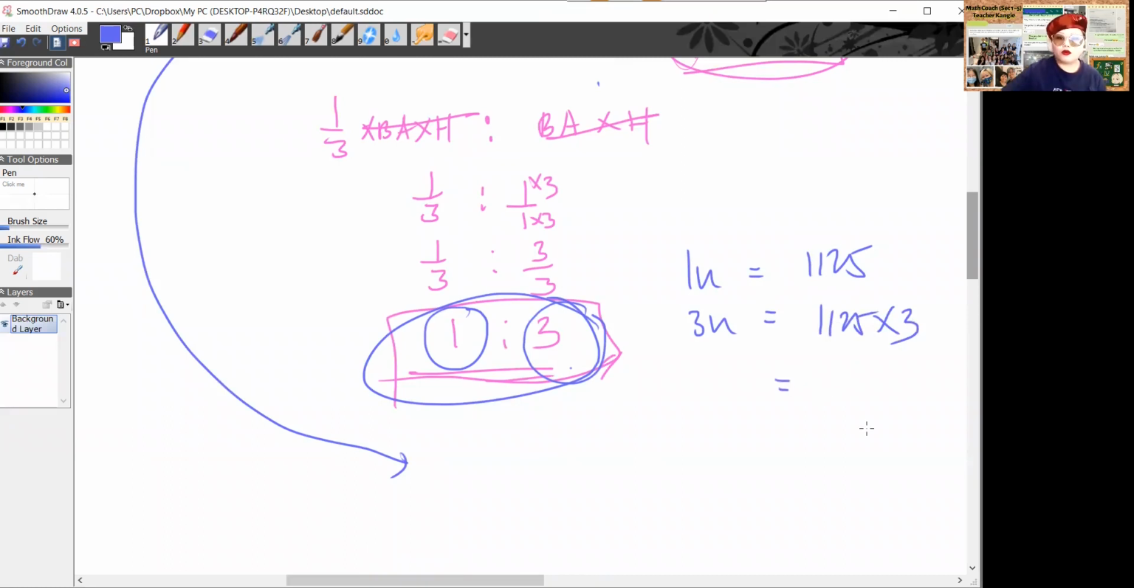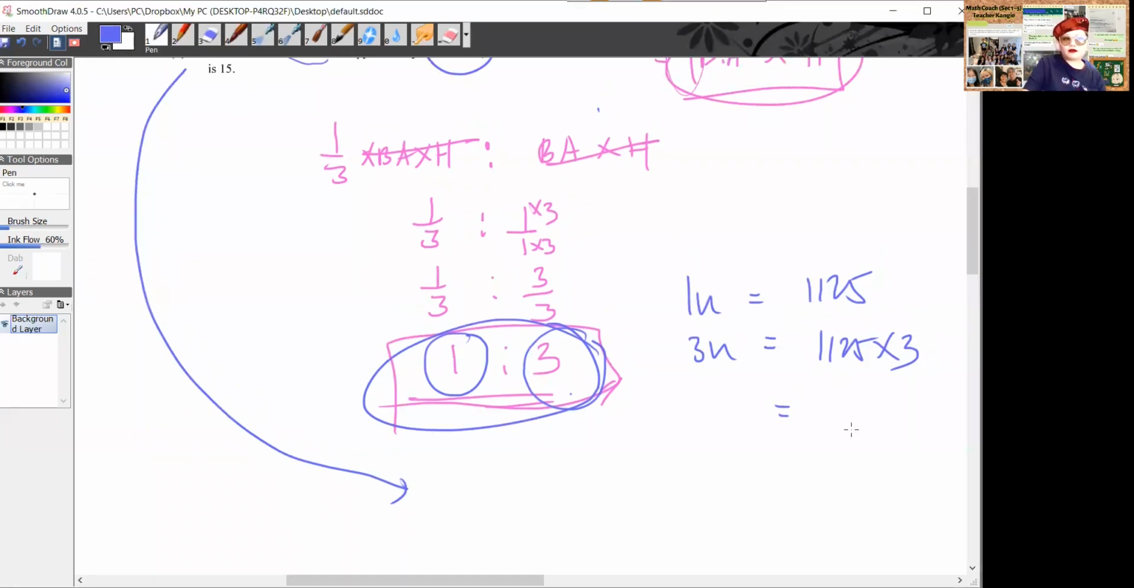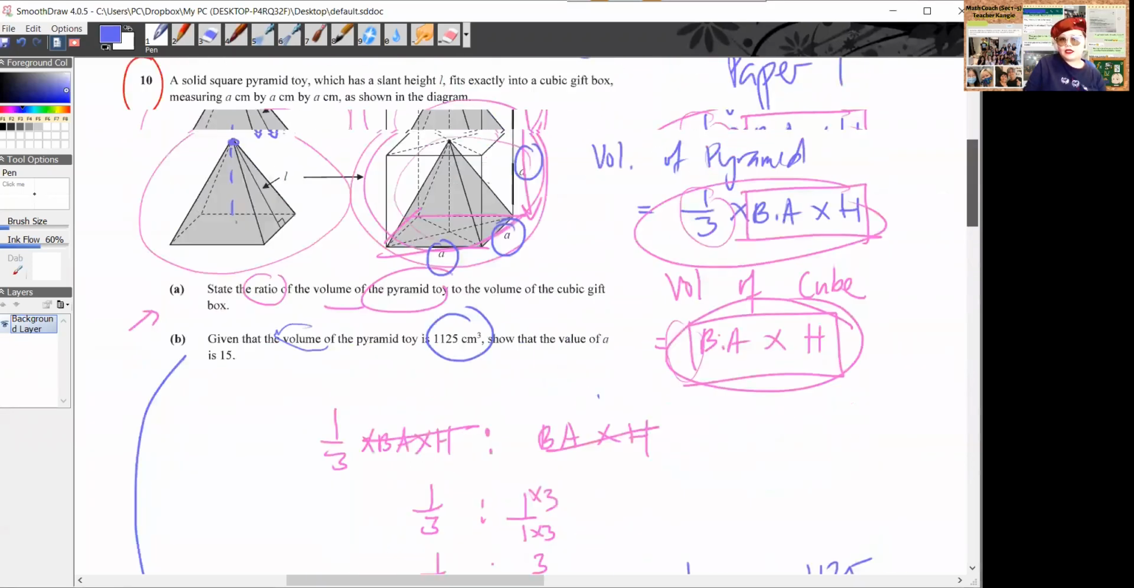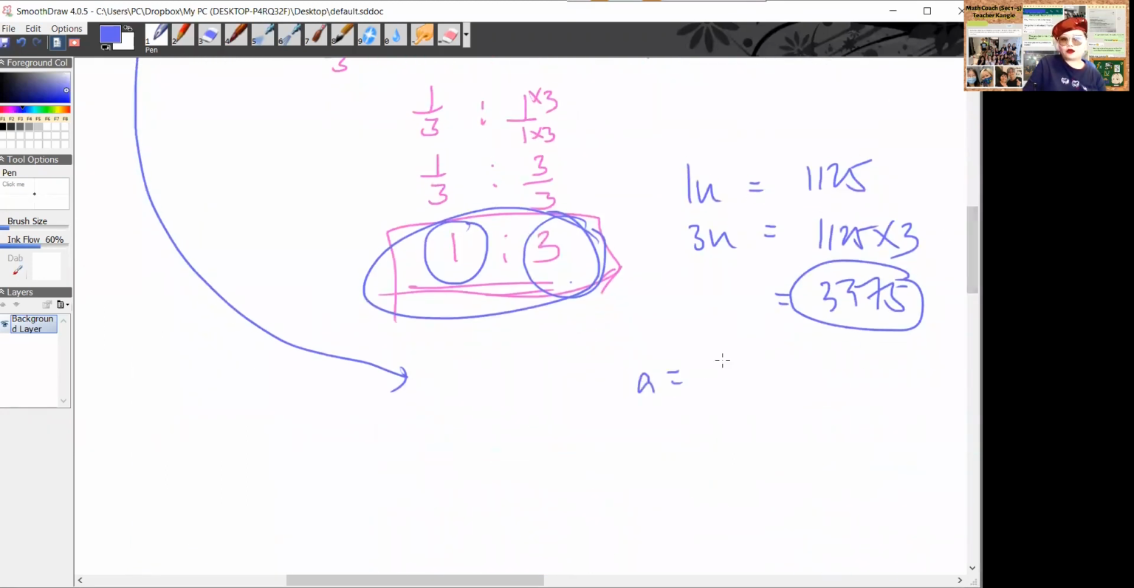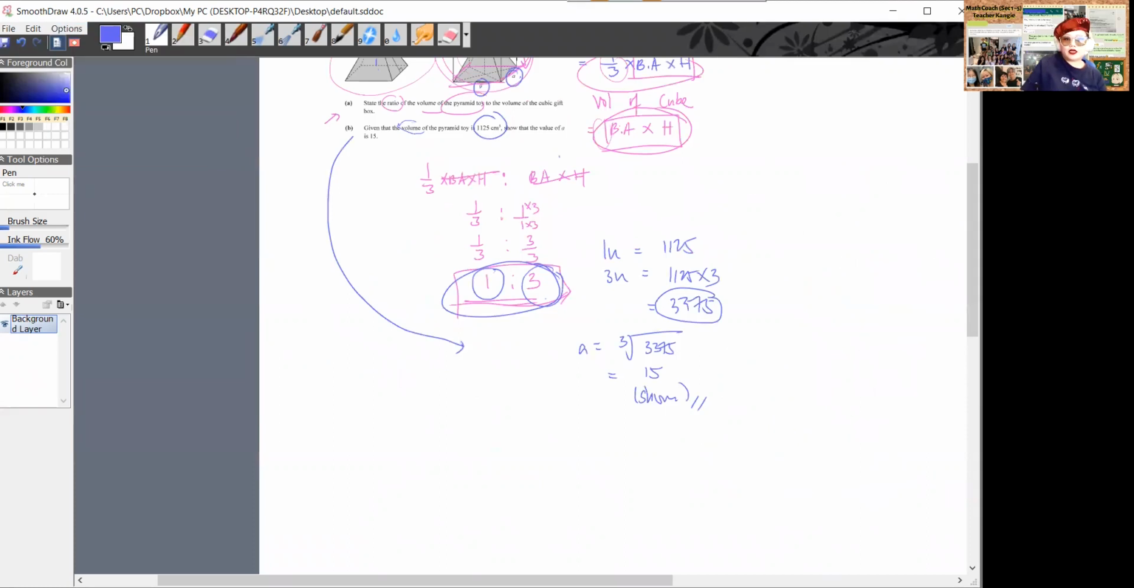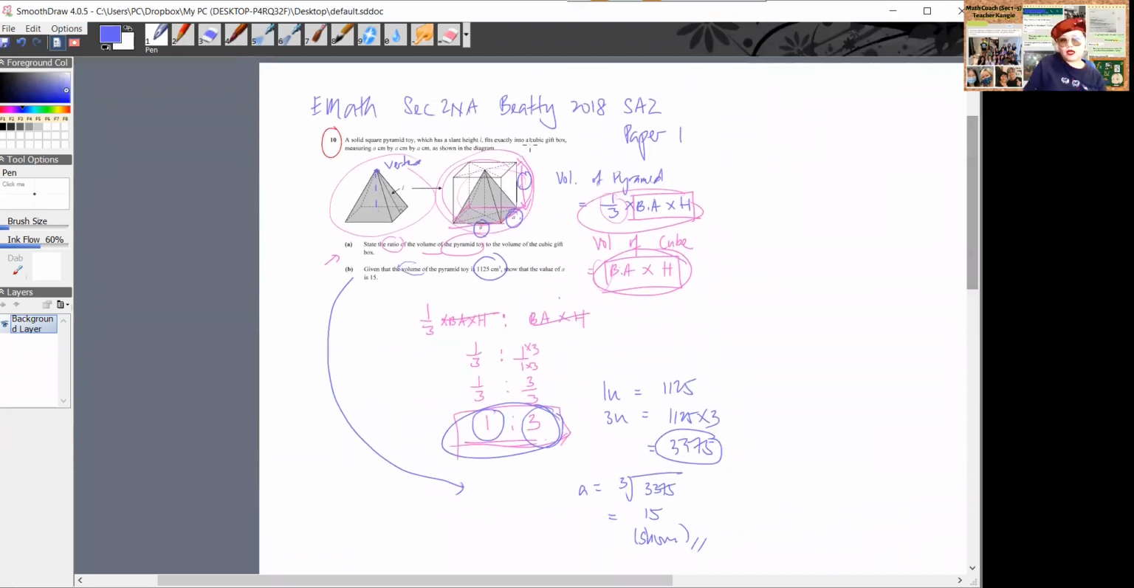Okay, so what then after that, of course, press calculator. So you get 3375. Okay, 3375. So this is the volume of the cube. And since cube means that all three sides are the same, so it means that to find the A, you simply just cube root 3375. And that's how you get 15. So it is shown. So this is for question 10 for 2018 SA2 paper 1. That's all.